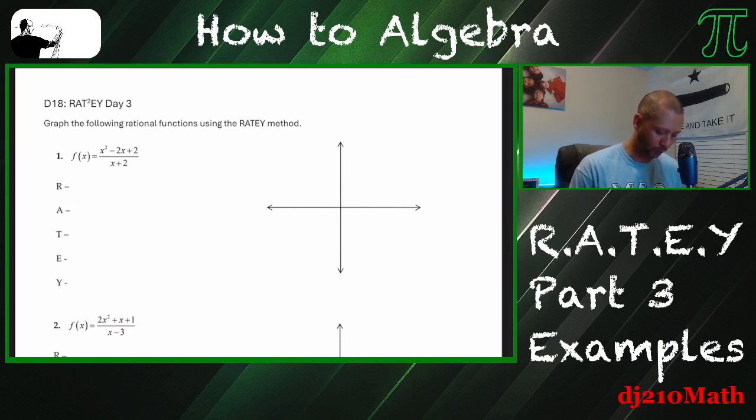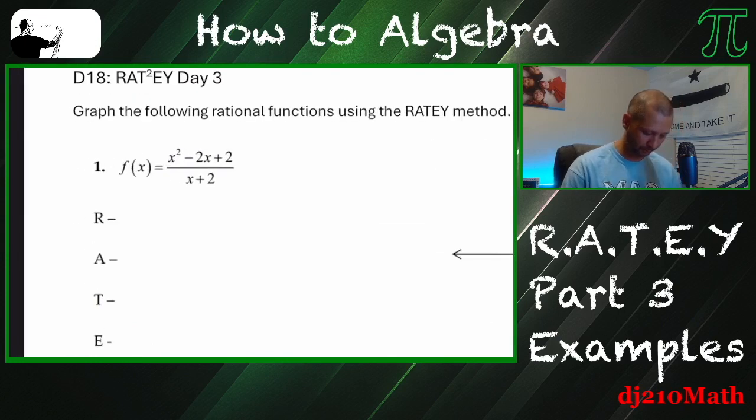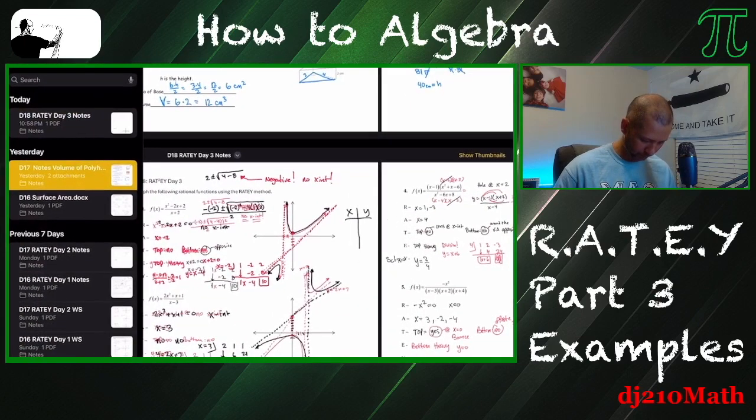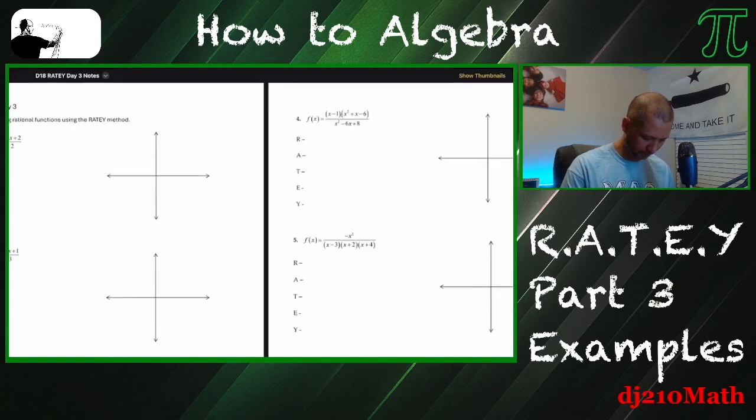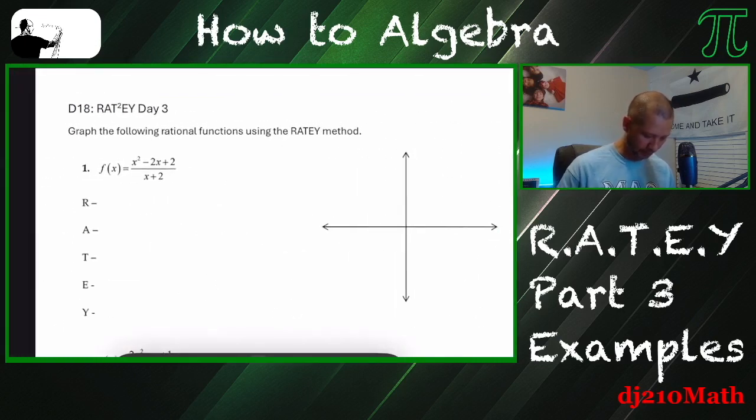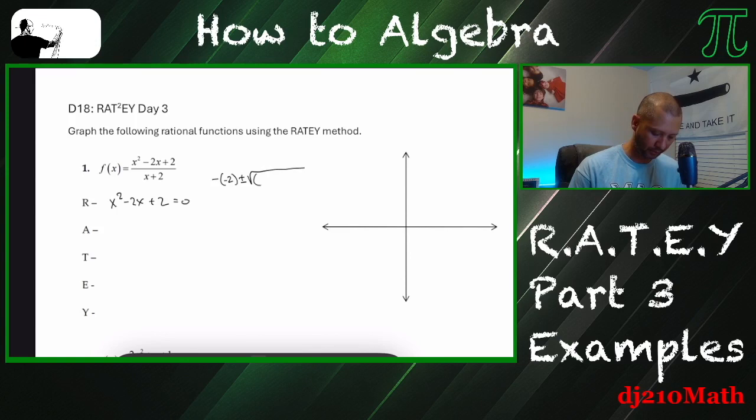So we run through our checklist. Set the top equal to 0. And we said that we can't factor it. So we would have to use the quadratic formula, right, when you can't factor it. So negative b plus or minus the square root of b squared minus 4ac.